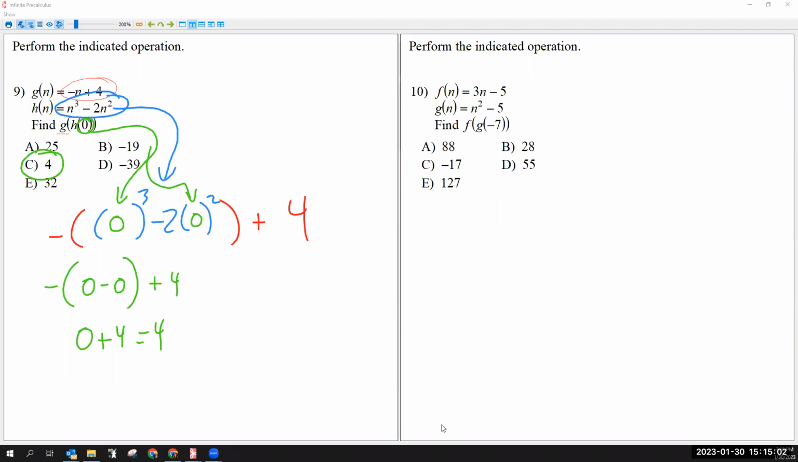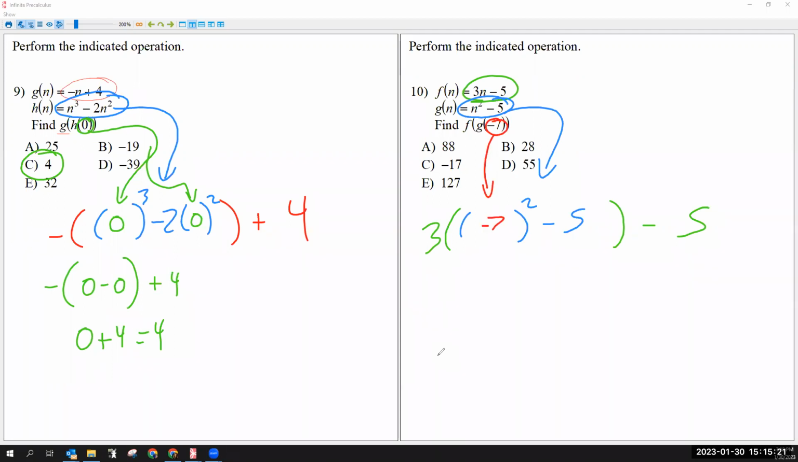So over here, number 10, we do the same thing. There's our outside function, 3 parentheses minus 5. Here's my inside function, parentheses squared minus 5. There's negative 7. Negative 7 squared is 49, minus 5. 49 minus 5 is 44.